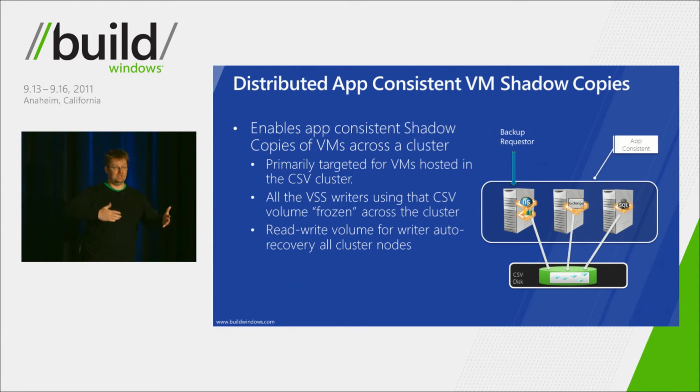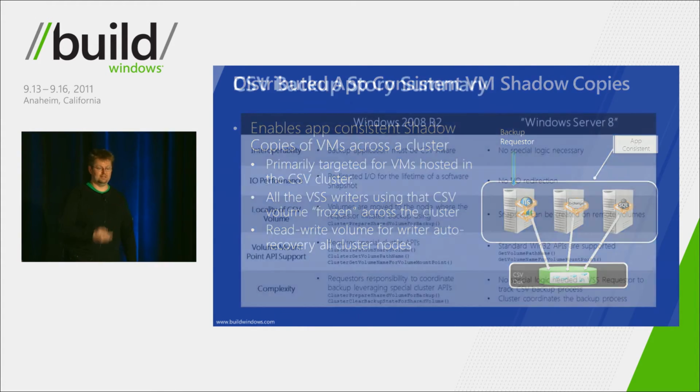Historically and today, you can only get an app consistent snapshot of the node where it's running, and you can get crash consistent snapshots across all the others. We want to do better. So we actually have a kind of distributed VSS, a writer where we're orchestrating doing the snapshots across the nodes in the cluster, so we can do app consistent snapshots.